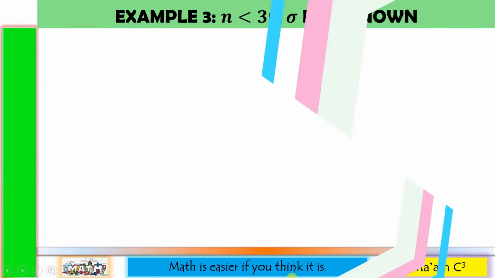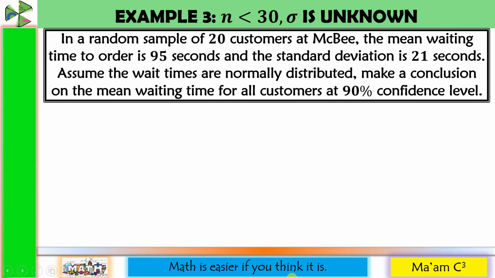Another example. In a random sample of 20 customers at McB, the mean waiting time to order is 95 seconds and the standard deviation is 21 seconds. Assume the wait times are normally distributed. Make a conclusion on the mean waiting time for all customers at a 90% confidence level.